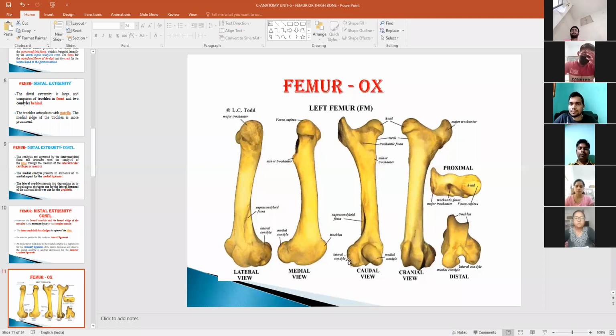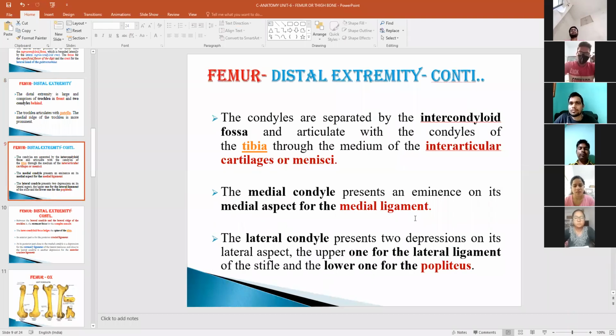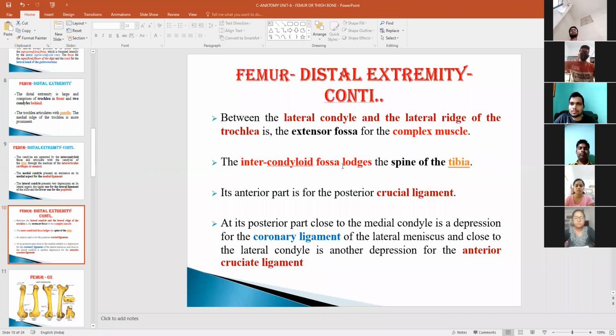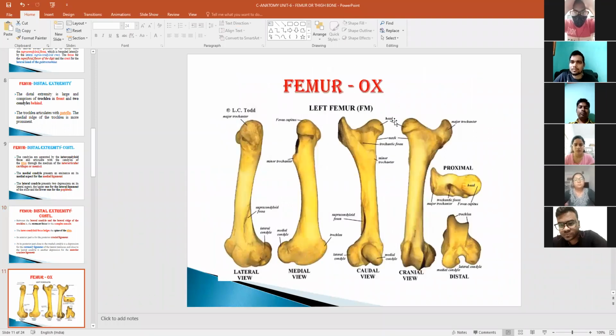These lateral condyle and medial condyle are located behind and are for the attachment of muscles on the lateral aspect and the medial aspect. Next is the intercondylar fossa, which is for the tibial spine. On the lateral side, by the lateral condyle and the trochlea, there is a fossa that is known as the extensor fossa, for the extensor muscles. So this is about the structures of the femur of the ox.